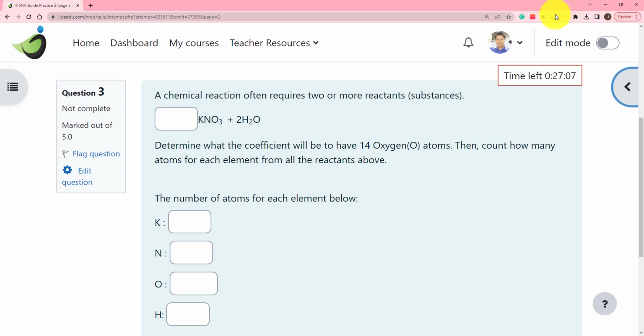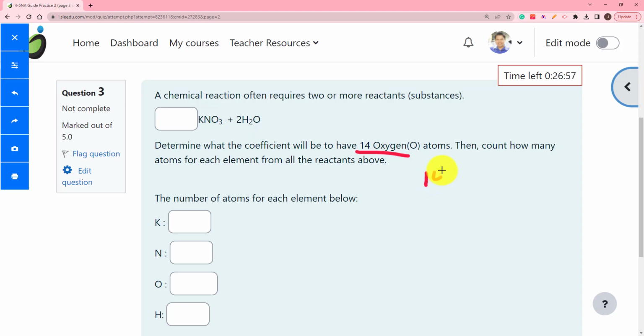All right, so if we look at number 3, we are looking for 14 oxygen total. That's for both of them. So we can see that we have 14 oxygen total. Notice we cannot start here because we don't know exactly what goes there, right? So we start with what we know.